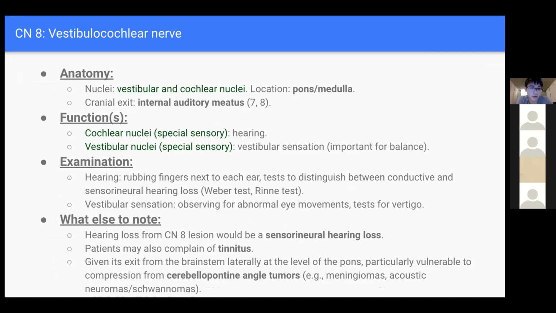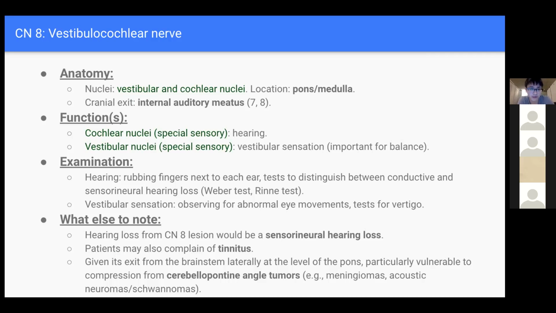8th nerve, vestibulocochlear nerve. So this one has a couple of nuclei. Essentially, you have the vestibular nuclei and the cochlear nuclei. And these are in the pons and the medulla, mostly in the pons. The 8th nerve exits the skull along with the 7th nerve through the internal auditory meatus.